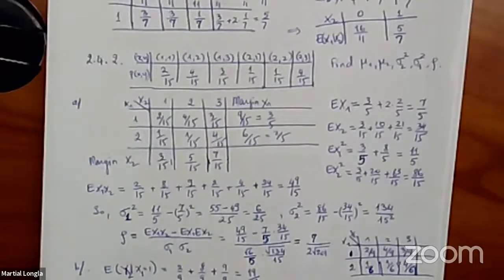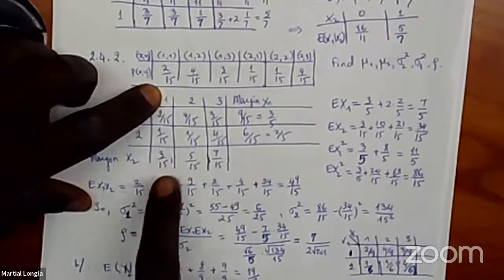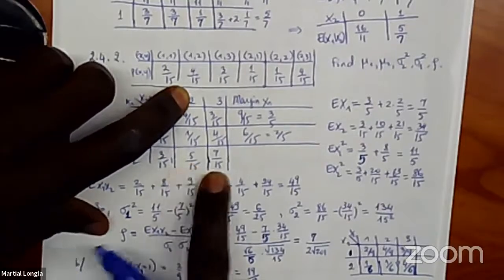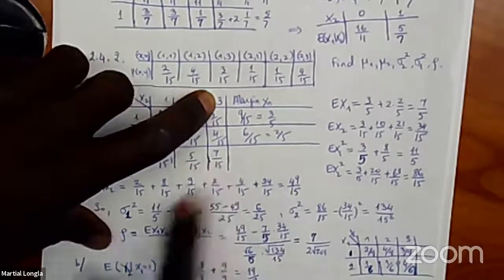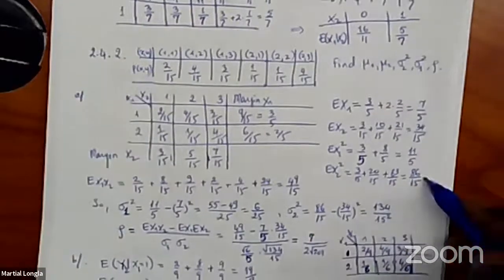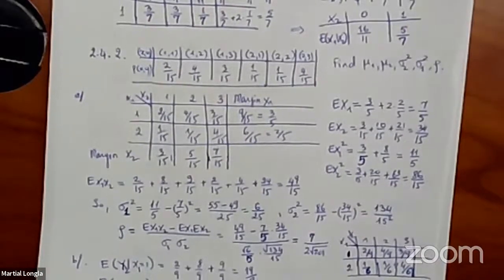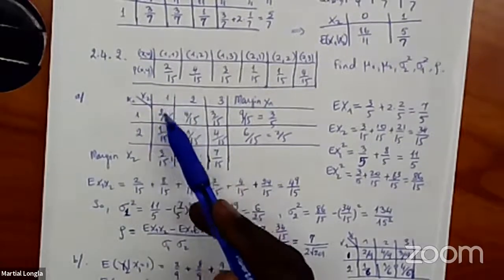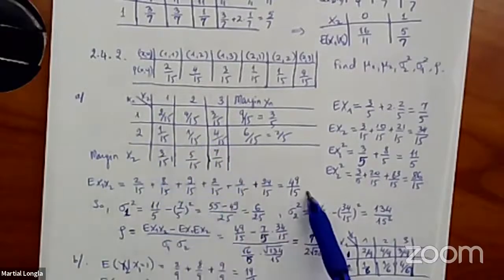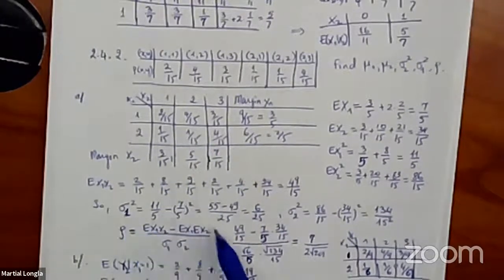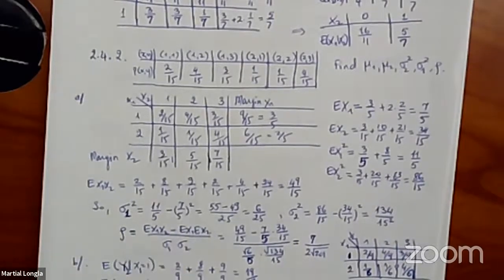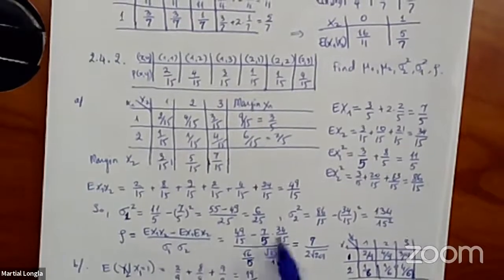Do the same thing for x2. Square the headings, multiply by probability, and add. 1 square, 1 times 3/15. 2 square, 4 times 5/15, 20/15. 3 square, 9 times 7/15, 63/15. Then you get the answer. Now you can do the expected value of x1 x2. Multiply the headings, multiply by the probability, and add. Then you find sigma square 1 by the formula, sigma square 2 by the formula, and rho as the covariance divided by sigma 1 sigma 2. So you get that.